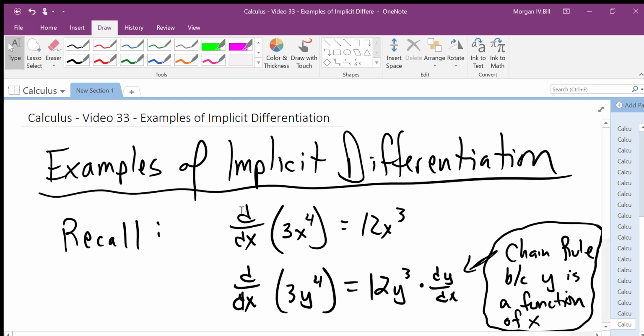Calculus, video 33, some examples of implicit differentiation.